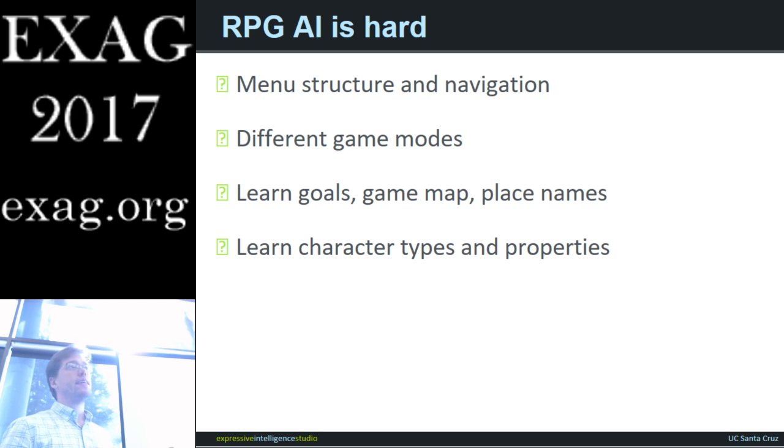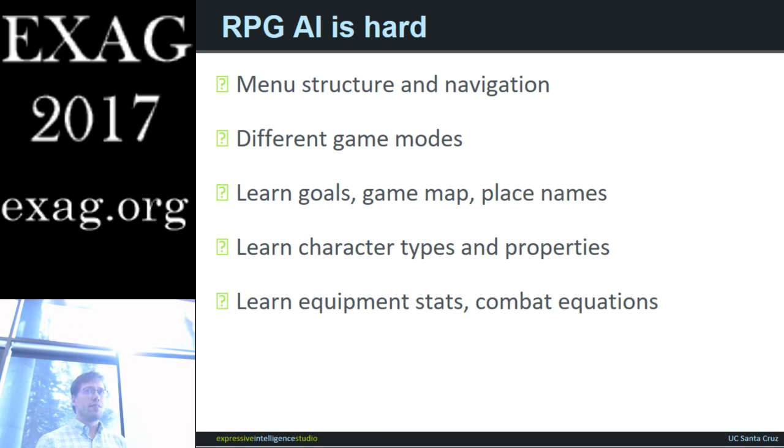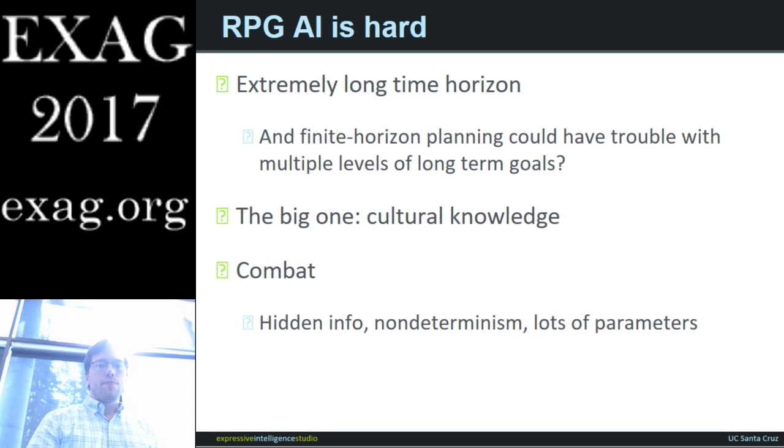You have to learn that the characters in your party are not interchangeable, that they have some differences that you should take advantage of, and that enemies are not all equivalent, that some of them have different weaknesses and things like that. And you need to know something about the math in the game, right? Figuring out the math, reverse engineering these equations about how the attack value of a sword relates to the strength value of the person wielding it and the defense value of the target. And RPGs have this super long time horizon, right? You can't plan a whole game in one go at 60 frames per second. It's just not tractable. And a lot of approaches to finite horizon planning might have trouble with these multiple levels of long-term goals. So you've got to introduce some new techniques to handle these kinds of issues.